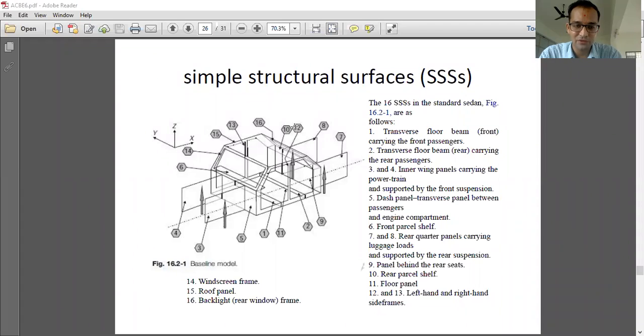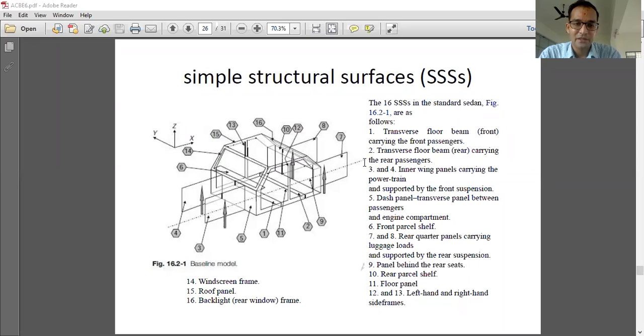And what is the task of that suspension system? To help in decreasing vibrations. It is not there to carry loads. It is holding or helping to control the vibrations in the whole system.